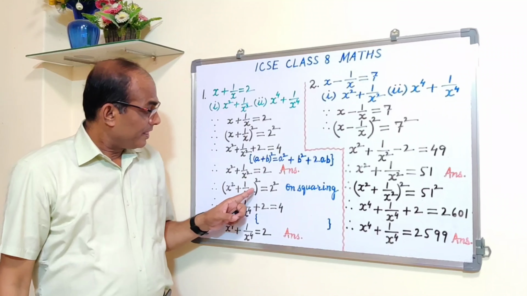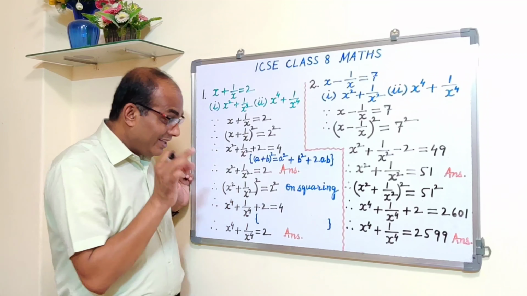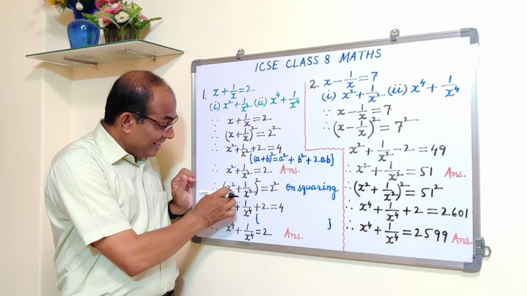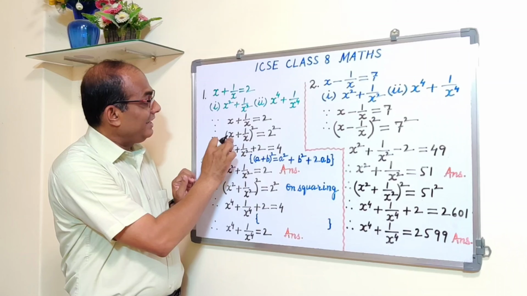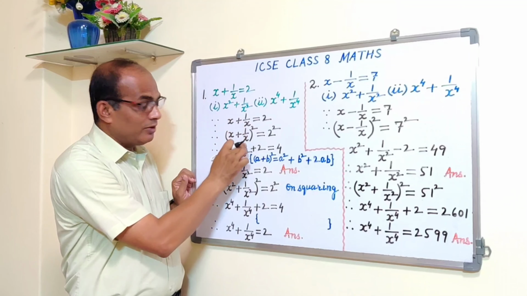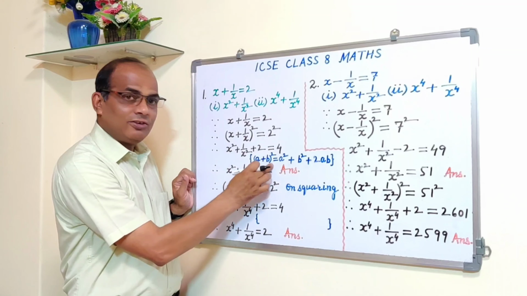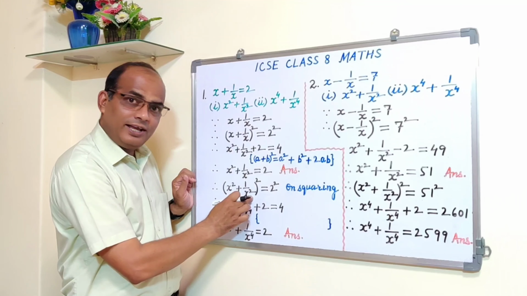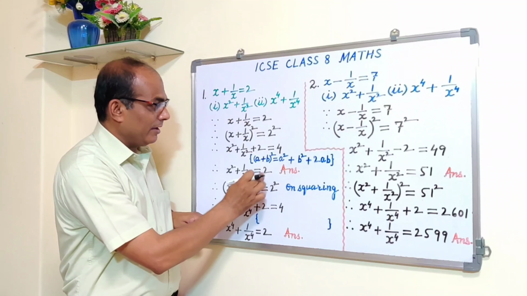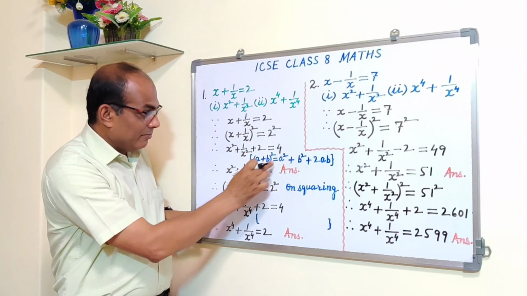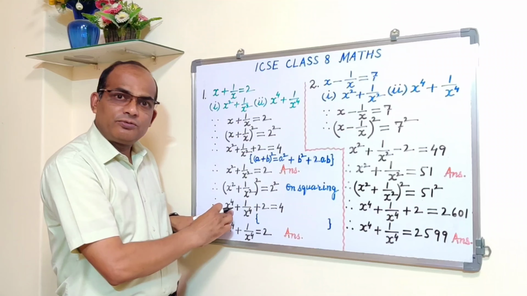When we square the left hand side, again we apply the formula a plus b whole square. Now in this case, a is x square and b is 1 upon x square. In the earlier case, a was x and b was 1 upon x, but now a is x square and b is 1 upon x square. The formula gives a square, but here a is x square, so x square square means x raised to the power 4.